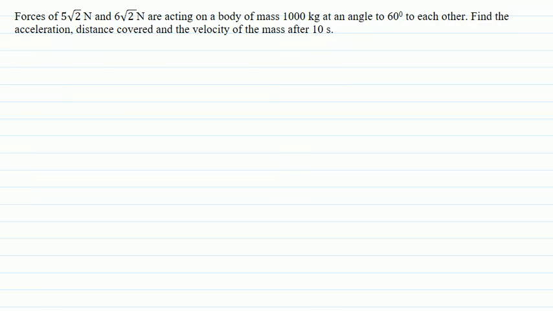The question here is: forces of 5√2 Newton and 6√2 Newton are acting on a body of mass 1000 kg at an angle of 60 degrees to each other. Find the acceleration, distance covered and the velocity of the mass after 10 seconds.